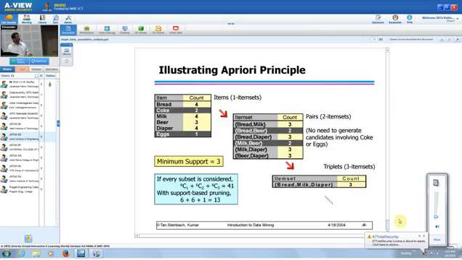Bread has 4, Coke only 2, milk 4, beer 3, diaper 4.